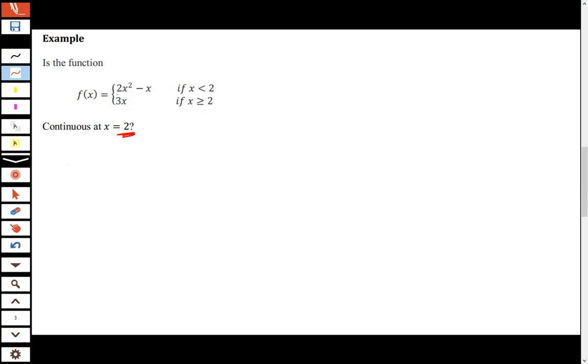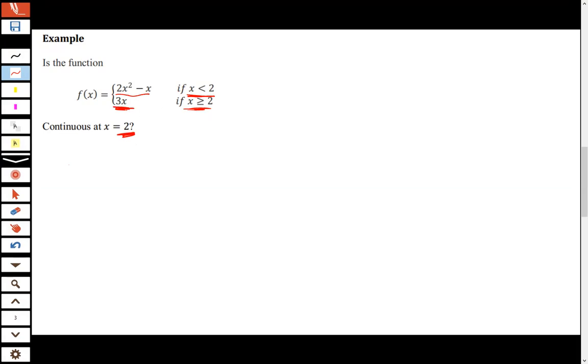Do we have 2 in the first function? The answer is no. Do we have 2 in the second function? The answer is yes. Why do I say we have 2 in this second function? Because when you look at the symbol between x and 2, we're saying x is greater than or equal to 2, and because of this equal sign, it means that 2 is also part of this function. But on the first function, we're saying x is less than 2. So we only have numbers that are less than 2, and 2 is not part of the set.